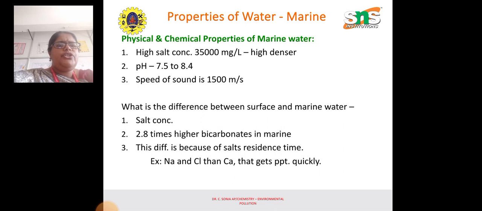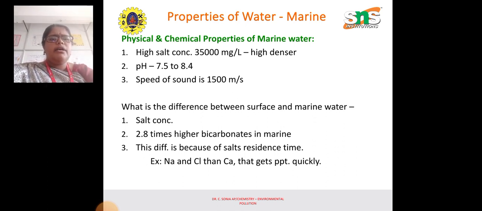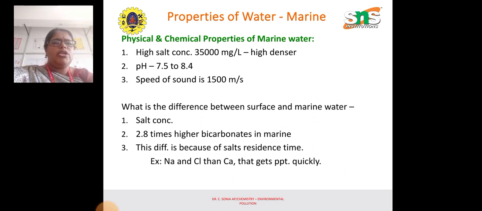So how do you differentiate the surface and the marine water? By the salt concentration, and 2.8 times higher bicarbonates are present in marine water. This difference is because of the salts' residence time. For example, sodium and chloride are present, while calcium gets precipitated quickly. So the salt residence time in the marine water is very high.